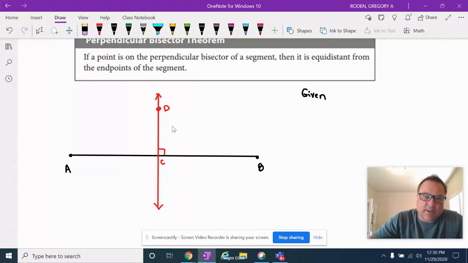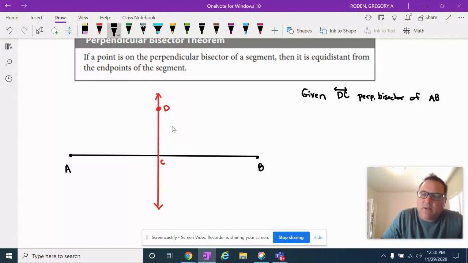We get some very, very important pieces of information. So let's say I'm given that line DC, or segment DC, what I'll call a line because it looks like it has arrows on both sides, is a perpendicular bisector. I'm abbreviating here. Perpendicular bisector of segment AB. We get two really important pieces of information here.